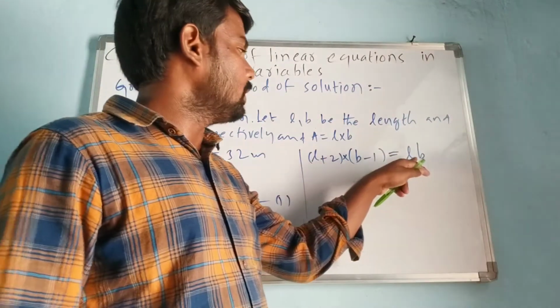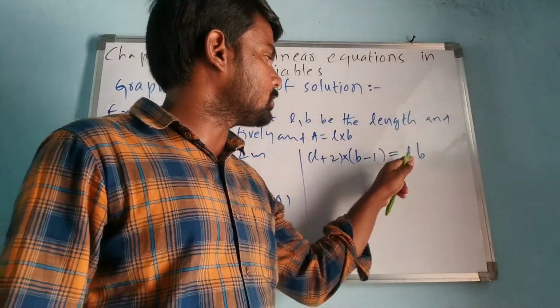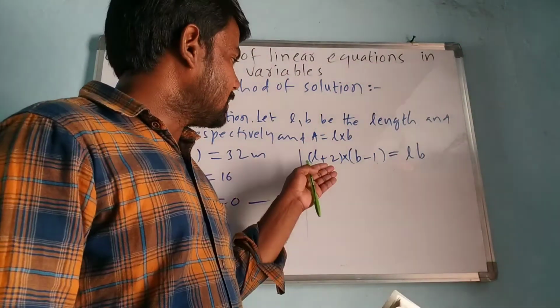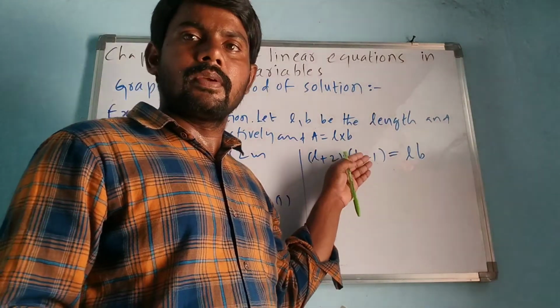So area will be the same. So that's why (L + 2)(B - 1) = LB. So we get this equation from the second situation. By simplifying this equation, we get the general form of a linear equation.